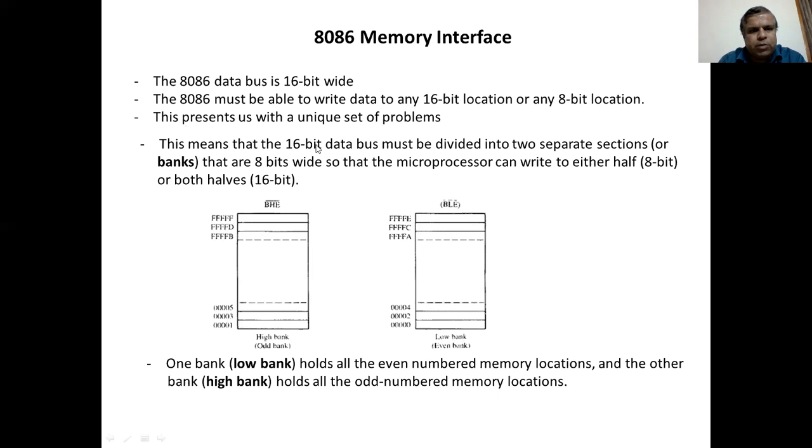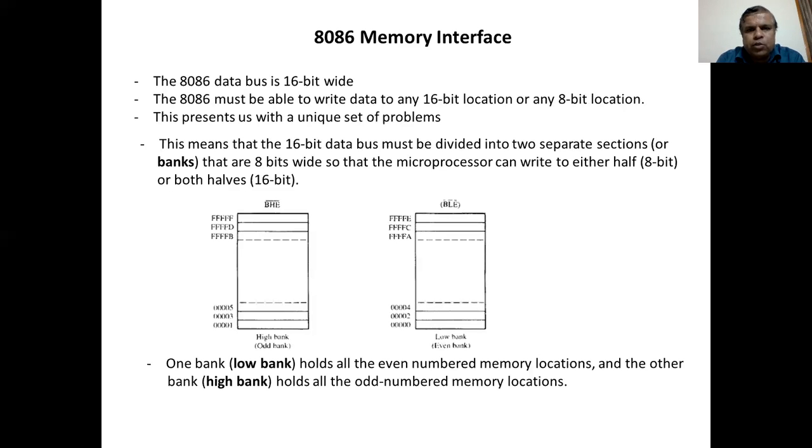So this presents us with a unique set of problems. Because the 8086 microprocessor addresses 1 megabyte of memory, the 1 megabyte of memory address range from 50H to 5FH. So at each location, we can store an 8-bit data.